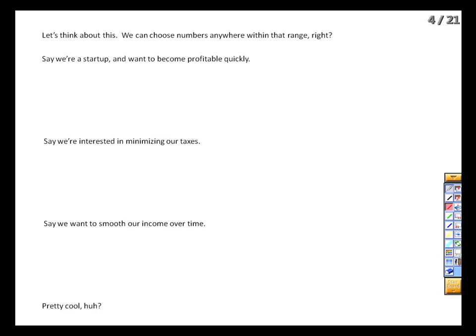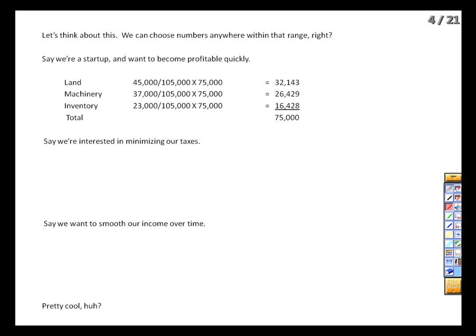Now, if our goal is to become profitable quickly, it would make sense that we would want to have as little of that 75 showing up in our inventory, which we know will hit the income statement as cost of goods sold in the coming year, and as much as possible to the land, which is insulated from the income statement for the foreseeable future. So here's one possible allocation, with $45,000 going to the land, there's the high value, with $23,000 going to inventory, that's the low value. Doing so places relatively more of the $75,000 in the land account and relatively less in the inventory account.